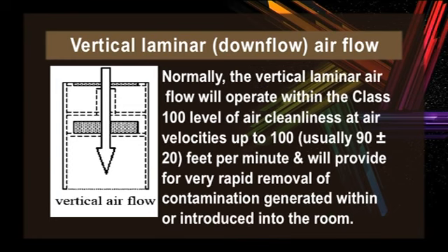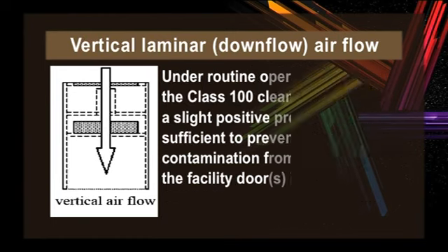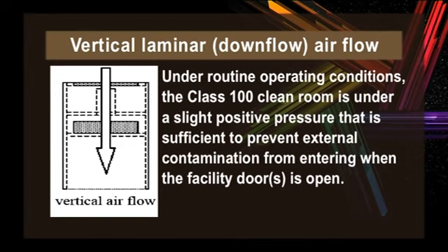Normally, the vertical laminar airflow will operate within the class 100 level of air cleanness at air velocities of usually 90 plus or minus 20 feet per minute, and will provide for very rapid removal of contamination generated within or introduced into the room. Under routine operating conditions, the class 100 clean room is under a slight positive pressure that is sufficient to prevent external contamination from entering when the facility doors are open.